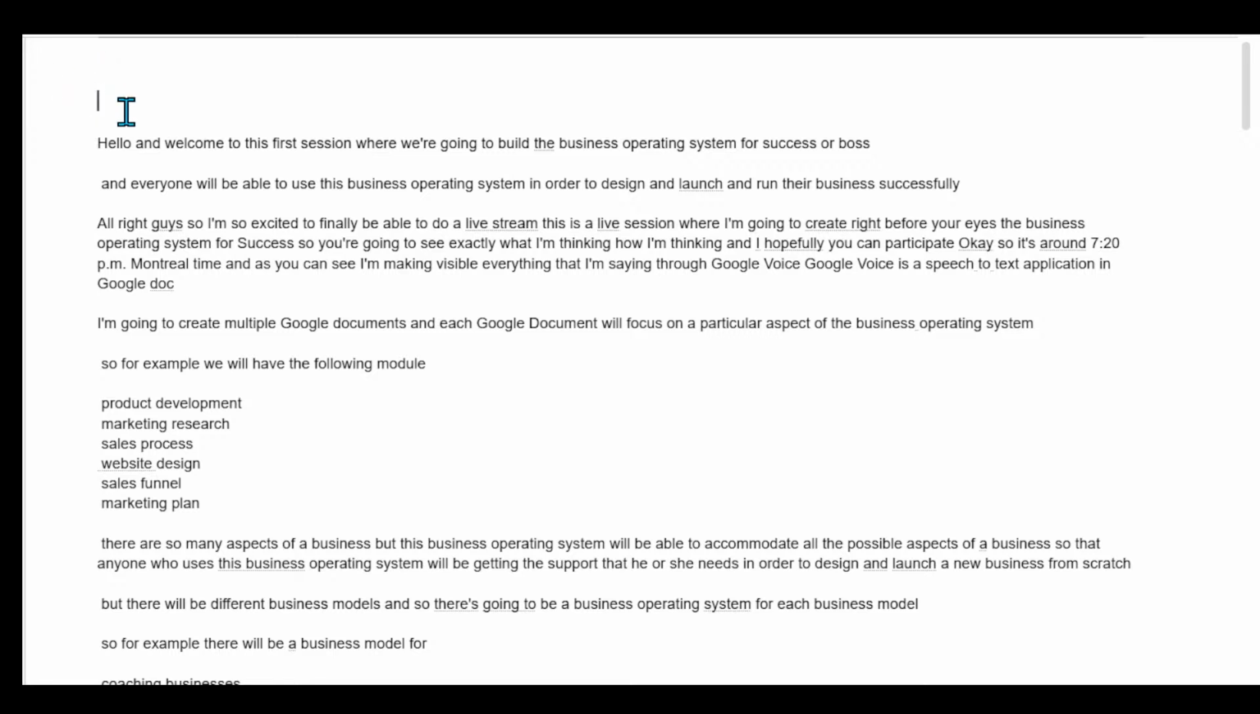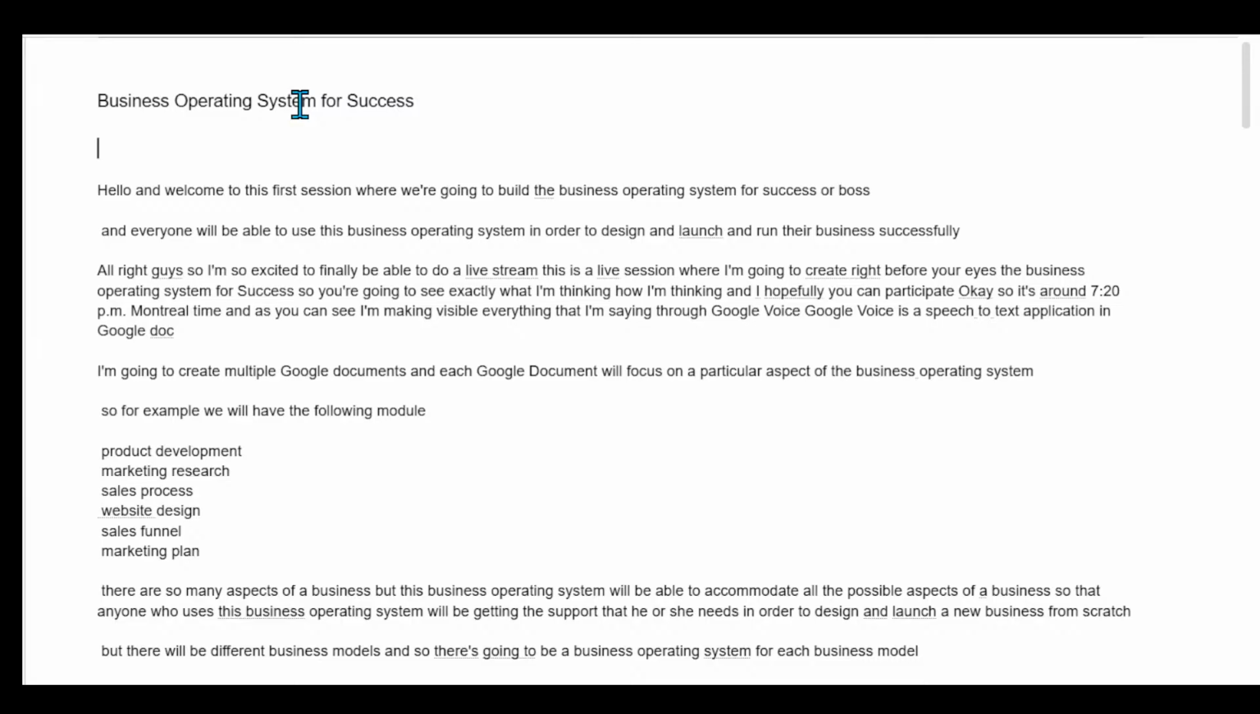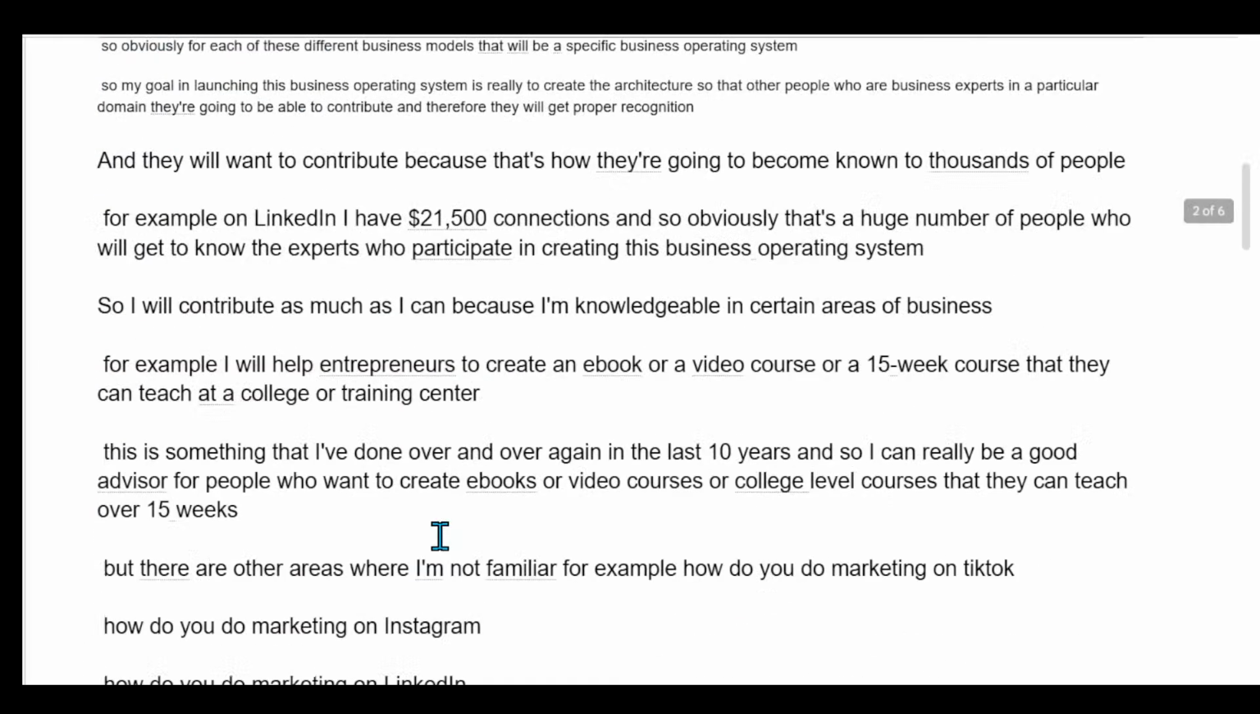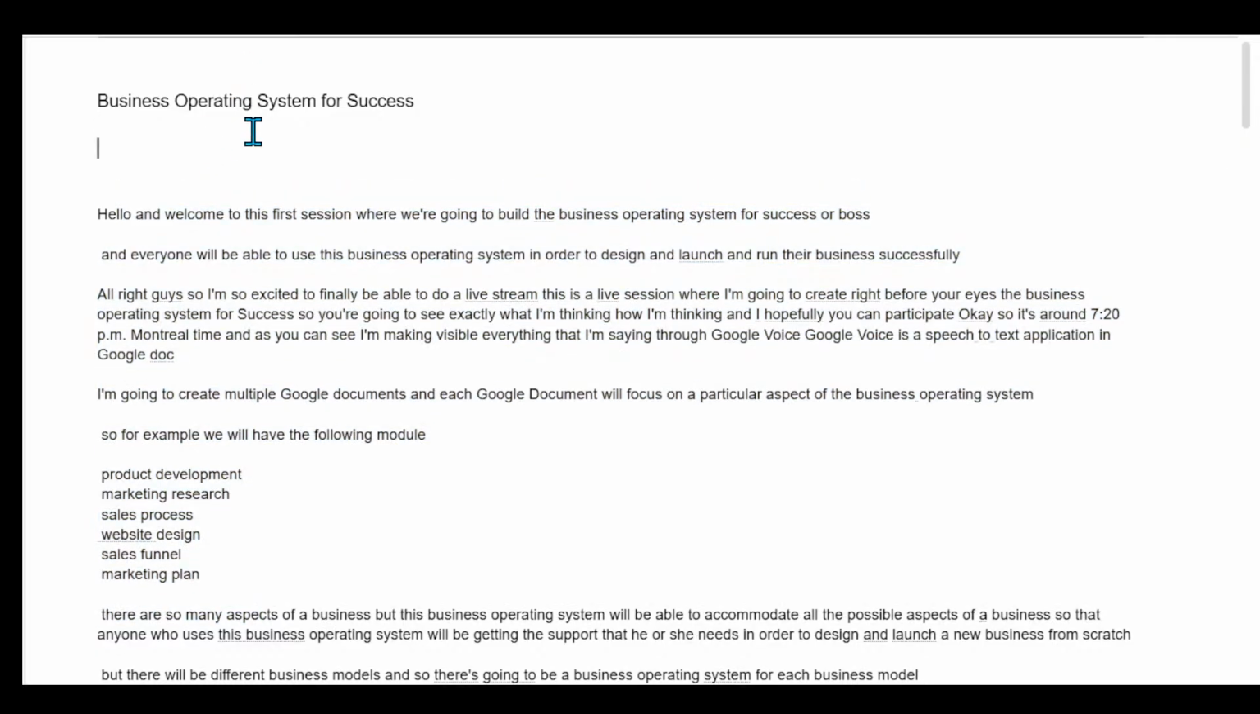All right, so guys, as you can see, I've been talking a lot about this business operating system for success. And now I want to get straight into the heart of the matter. You can see here in this document a lot of text explaining this project. To get started, we're going to create a portal. When people click on a particular link, they will be able to go to the Google document, Google slide, Google sheet, or Google drawing where they're going to receive guidance on how to set up, design, and develop their business.